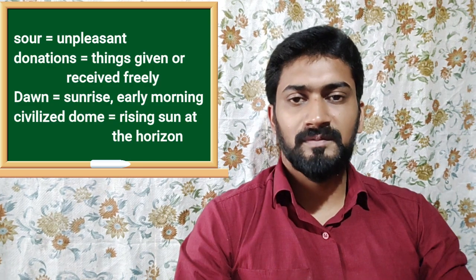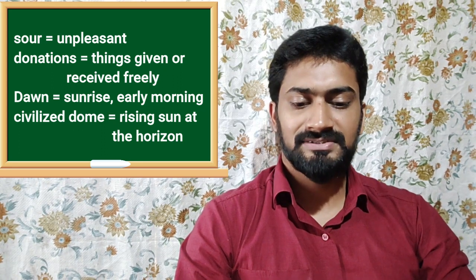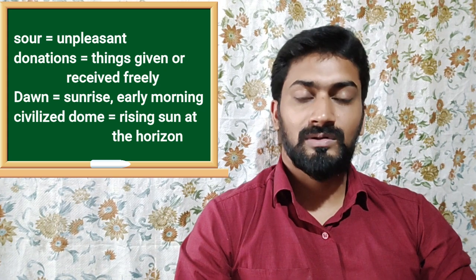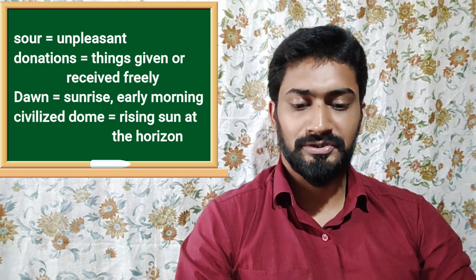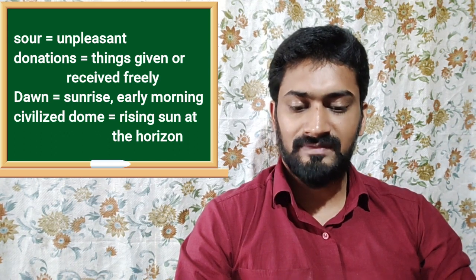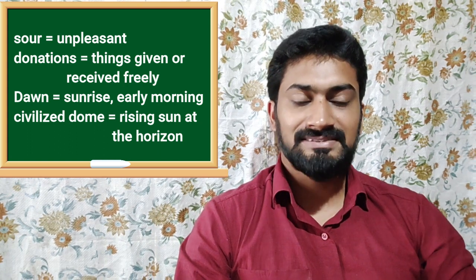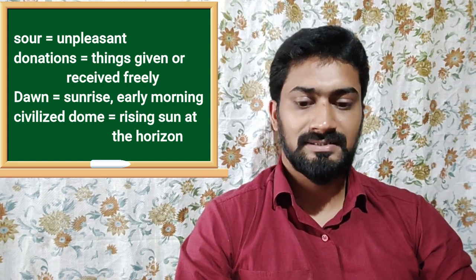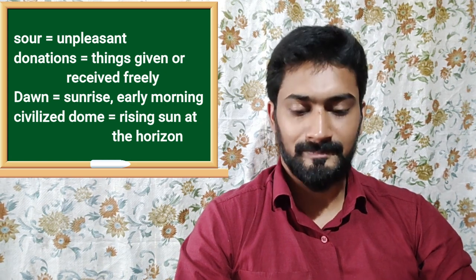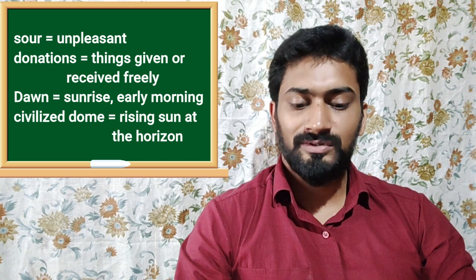First, we will see some of the words and their meaning. Sour means unpleasant. Donations are things that are given or received in charity. Dawn means early morning. Civilized dome here means a rising sun at the horizon, which is in the shape of a dome, a semicircle.